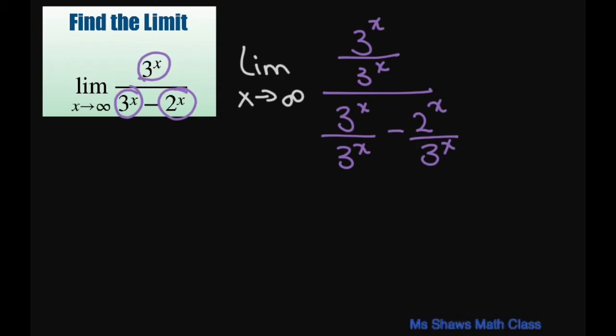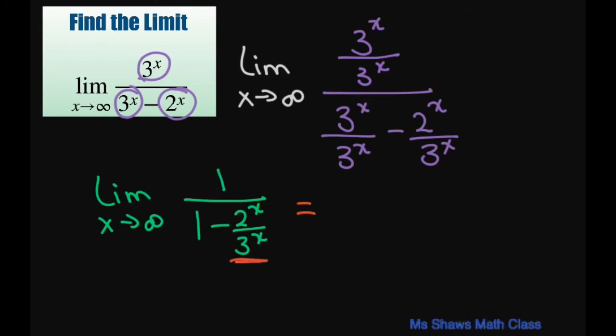This is going to give me the limit as x approaches infinity of 1 divided by 1 minus 2 to the power of x divided by 3 to the power of x. Now you always want to rewrite this, so we're going to rewrite this as the limit as x approaches infinity of 1 divided by 1 minus (2 divided by 3) to the power of x.